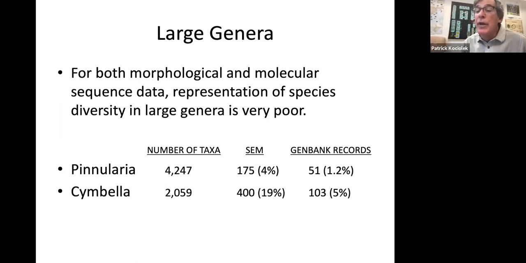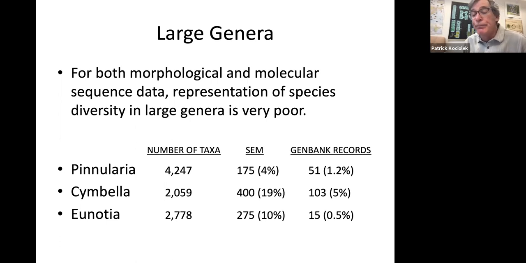Cymbella is a little better, about 2,000 taxa, about 400 of them have been illustrated with SEM. And there are just over 100 taxa represented in GenBank records. And Eunotia is in between Pinnularia and Cymbella. What I want to point out here is that we have so few GenBank records of Eunotia. So this is kind of a call to say we have a lot of work to do. And one of the big gaps in our knowledge base about diatoms are these very large genera.